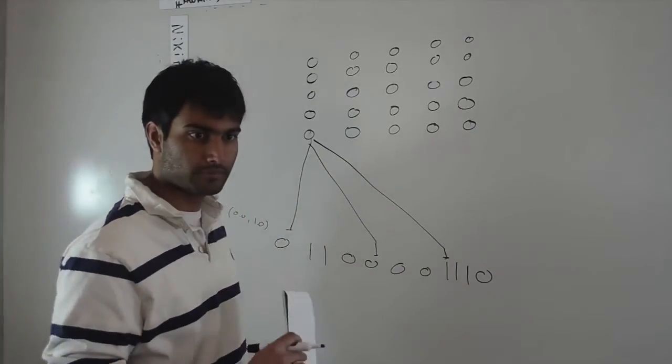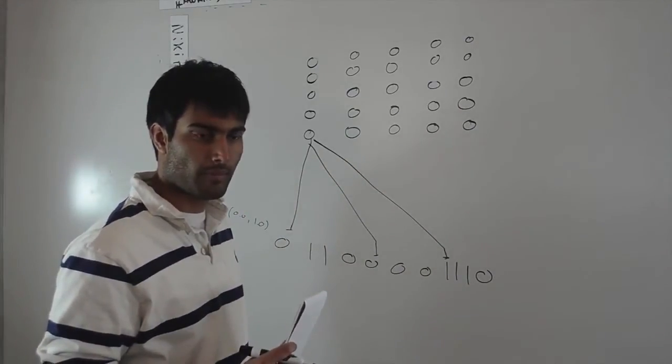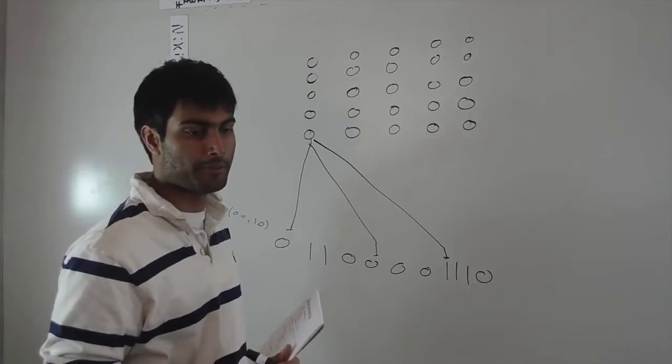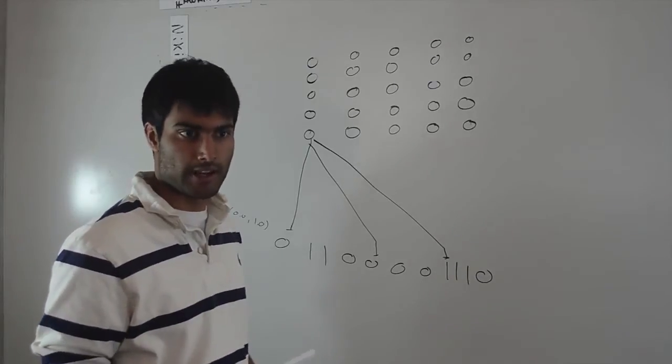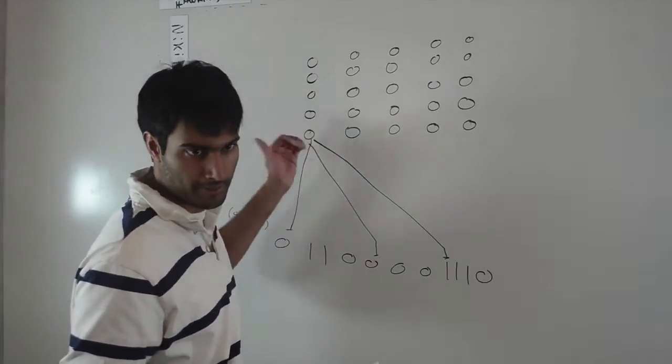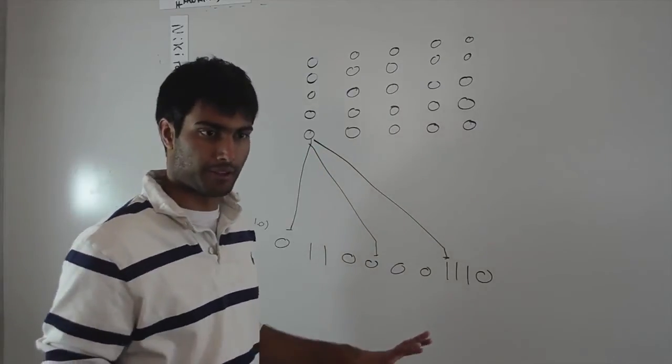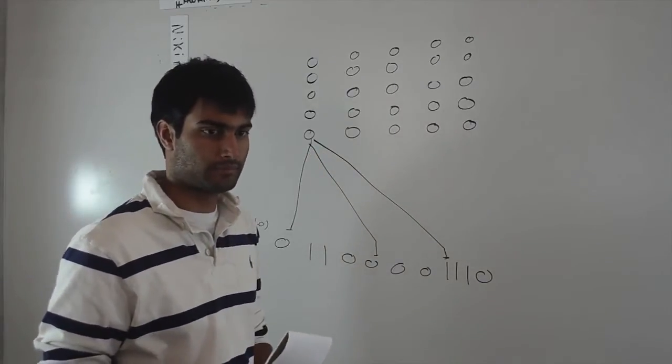Question: is the number of columns a fixed size? Right now, in what we have in implementation, everything is a fixed size. We have a pre-allocated number of columns and number of cells, and that doesn't grow with time. Okay.